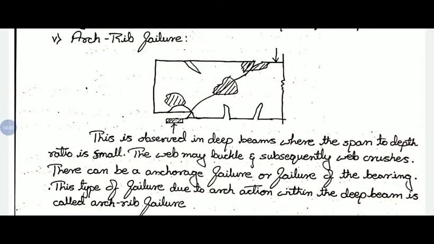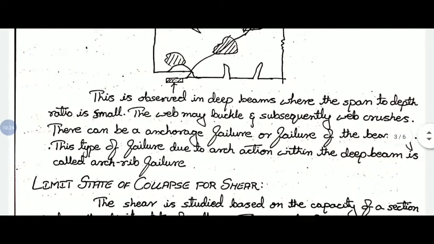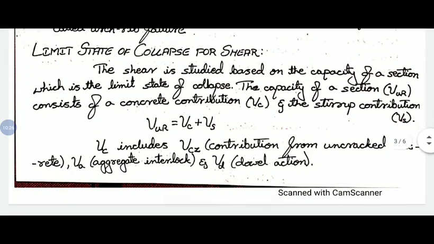So one is diagonal tension failure, then shear compression failure, shear tension failure, web crushing failure, and arch rib failure. These are the 5 important types of modes of failures in case of shear failures, modes of failures due to shear. So next topic we are going for is limit state of collapse for shear.